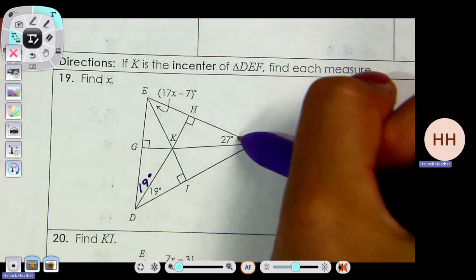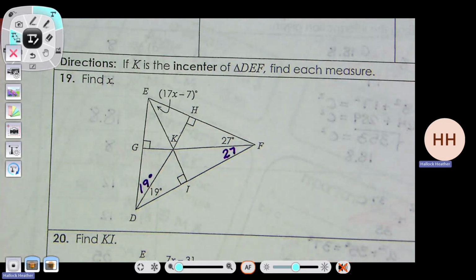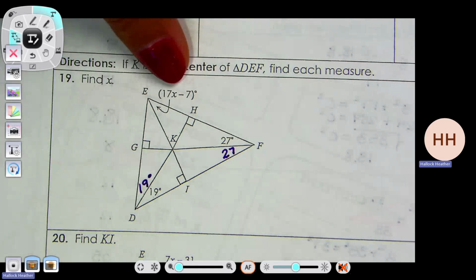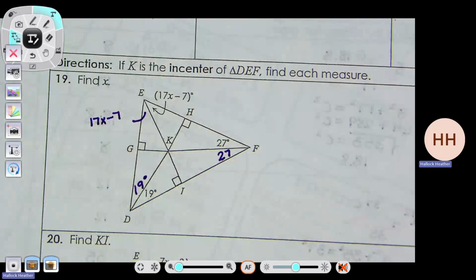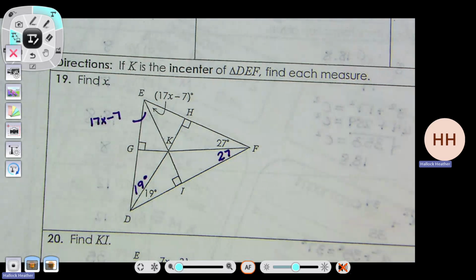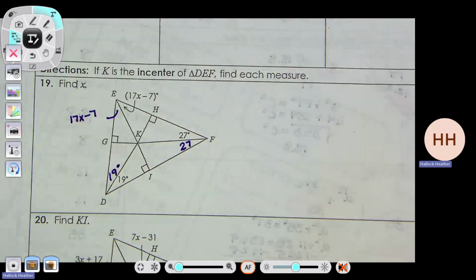Where else can 27 go? On the other side, because it's an angle bisector. They match. Where else can 17x minus 7 go? Other side. It's just ugly, but it's correct. 17x minus 7. What should I do if they're angles to solve for x? You add them to make 180. You don't even have to plug it back in. It just wants x. So we're going to add all of them together, everything, and equal it to 180.